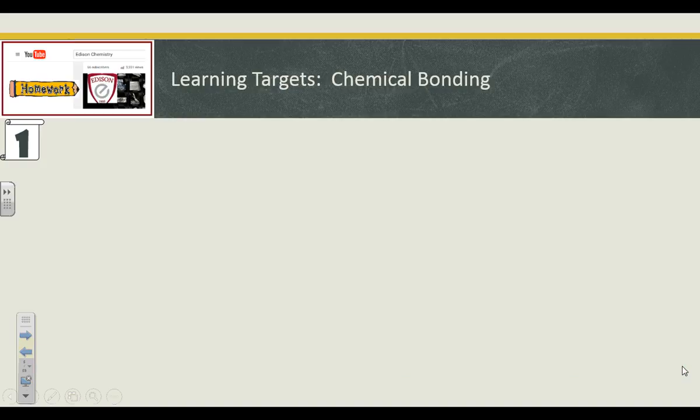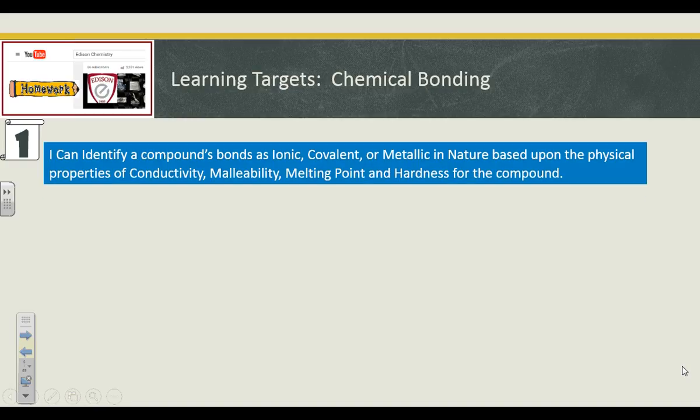Going on, I had to put another slide in here because you're going to run out of space. Again, big words, paraphrase. I can identify a compound's bond as ionic, covalent, or metallic based upon the properties of conductivity, malleability, melting point, and hardness for that compound. This is a laboratory-based activity. We're going to do some assays, which are tests, for ionic or covalent compounds. There's specific tests that give you specific results that can tell you specifically this white powder is ionic and that white powder is covalent. Otherwise, I would not really have been able to tell.